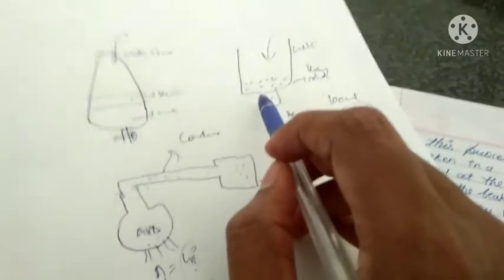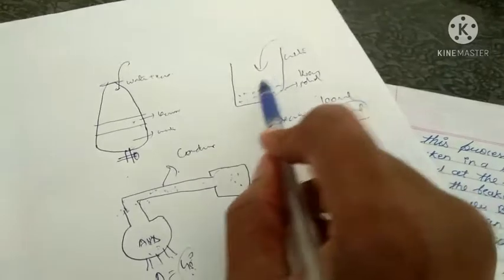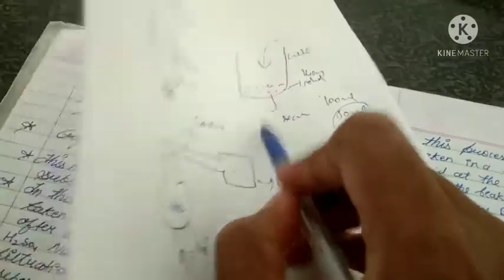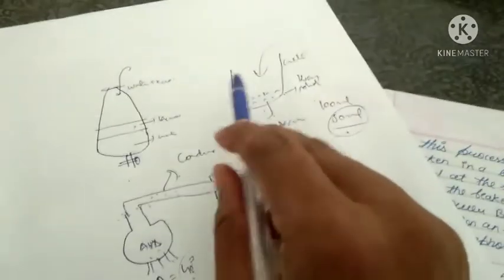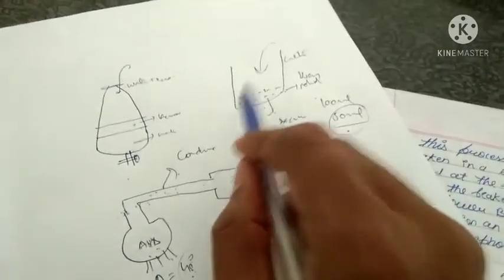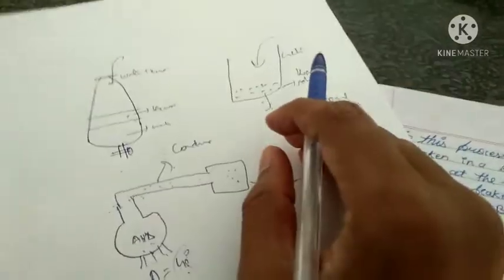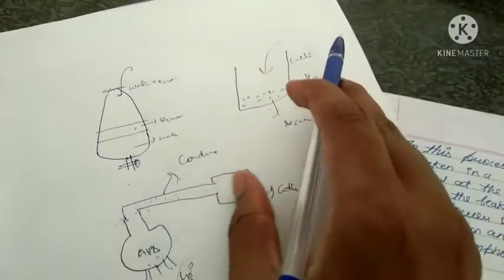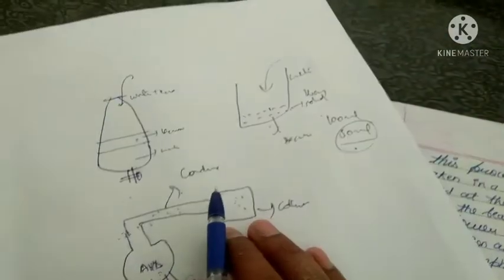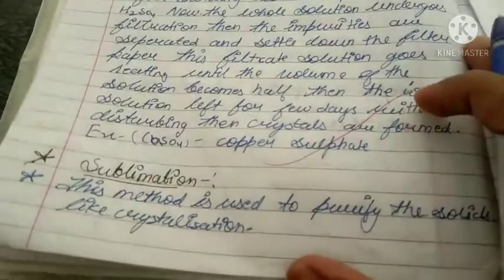What we have to do, students, here we have to add some water initially. After that, we have to add H2SO4, then stir the mixture, then heat that mixture. After how long do we have to heat? When the volume becomes half, it should be stopped. Then it should not be disturbed for a few days. After that, it should be kept separately. Then automatically crystals will be formed. That's it. That is about crystallization. The example for that is copper sulfate. Next one, sublimation.